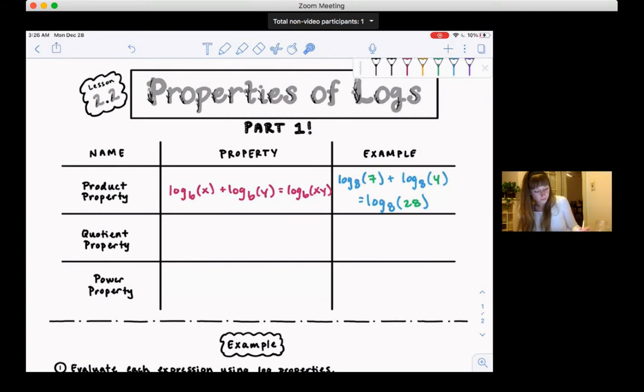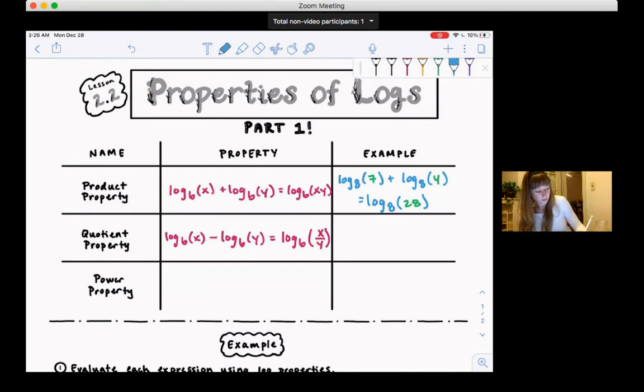Okay, quotient property is similar, except instead of addition and multiplication, we're going to have subtraction and division. So if we have log base b of x and we subtract log base b of y, we're going to combine those into a single log with division, x over y. So subtraction on the outside of the logs is the same as division on the inside of the logs.